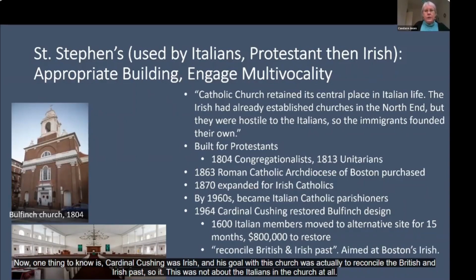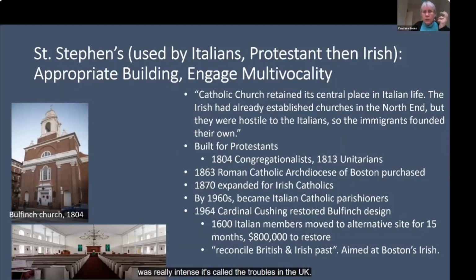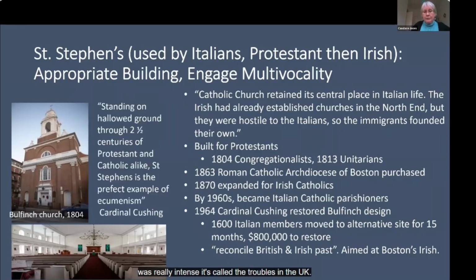And his goal with this church was actually to reconcile the British and Irish past. So this was not about the Italians in the church at all. It was about all the Irish who live in Boston, which is a significant number, and really trying to reconcile what was happening in the United Kingdom and the fight between the Protestant Irish and the Catholic Irish, which really took off in the 1960s and was really intense. It's called the Troubles in the UK.